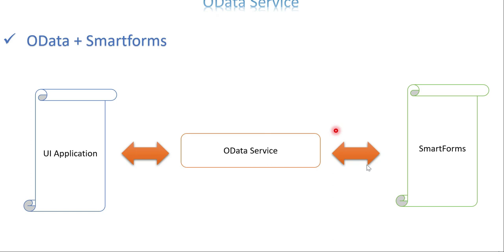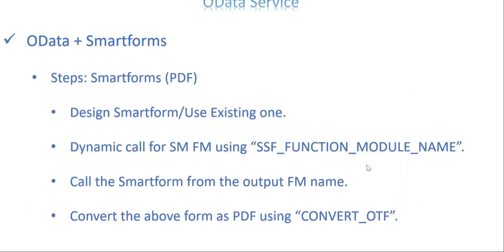So that is the idea of this particular session, and this is the first step. I can say 50% of the things are done with this step. So we need a Smartform, and the output of the Smartform should be PDF. That is step one from the Smartform perspective. So design your Smartform or use an existing one which is already available, and you have to dynamically call your Smartform using the function module SSF_FUNCTION_MODULE_NAME, because every Smartform generates a function module that differs between your servers: development, quality, and production.